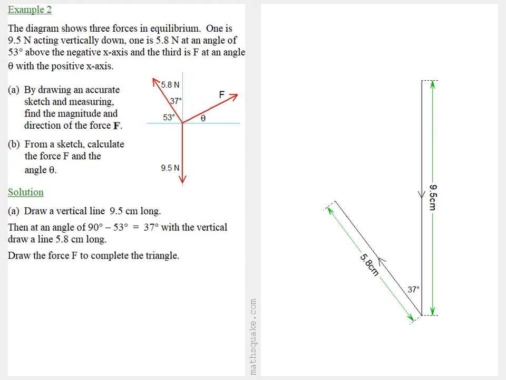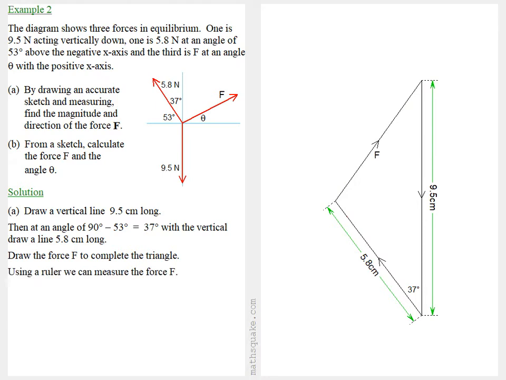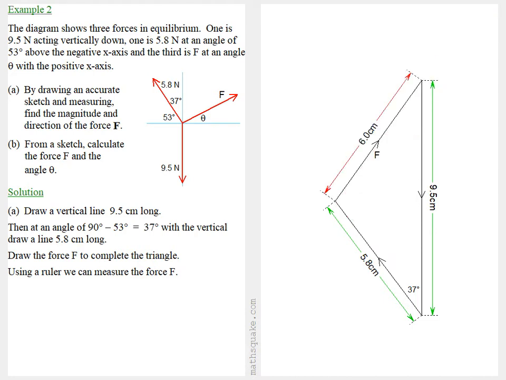We then draw the force F to complete the triangle. Now, using a ruler, we can measure the force F. It's 6.0 centimeters long, so the force is 6.0 newtons.